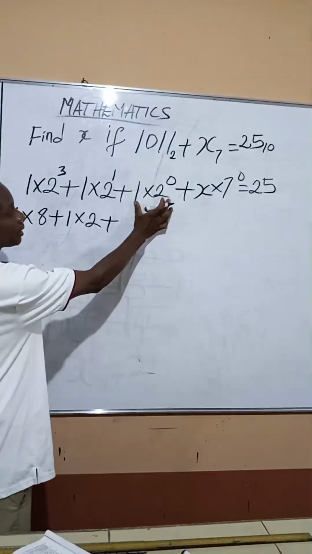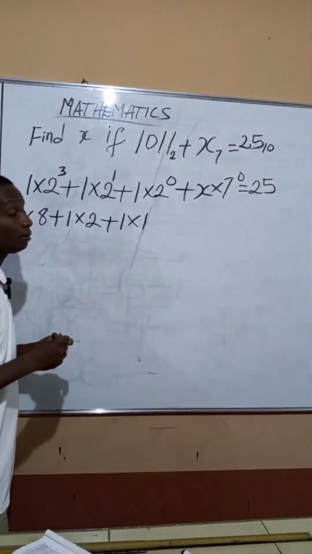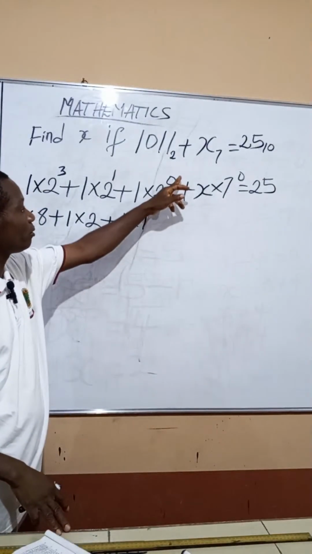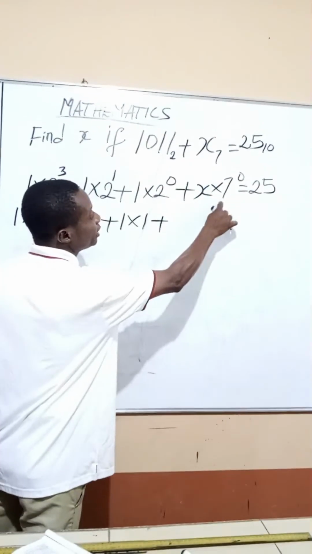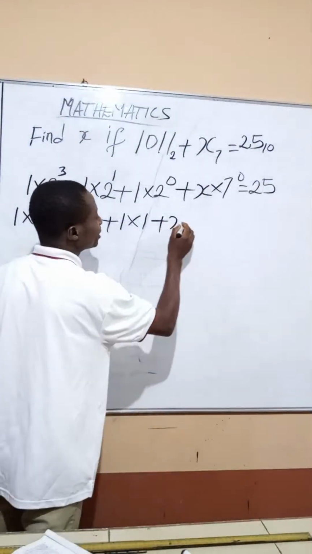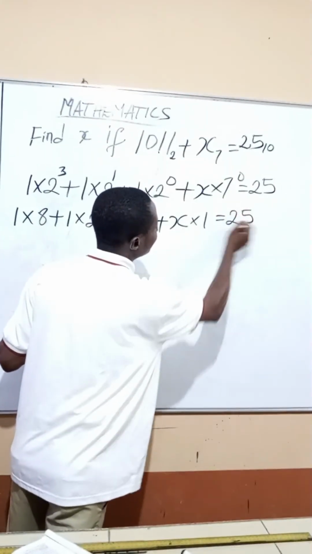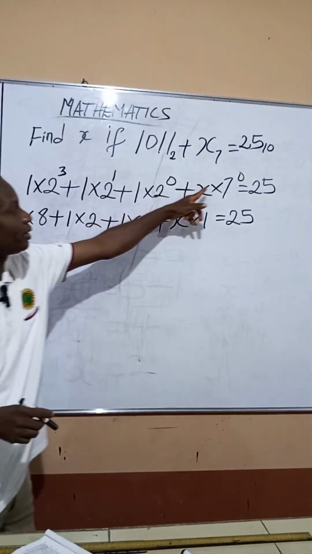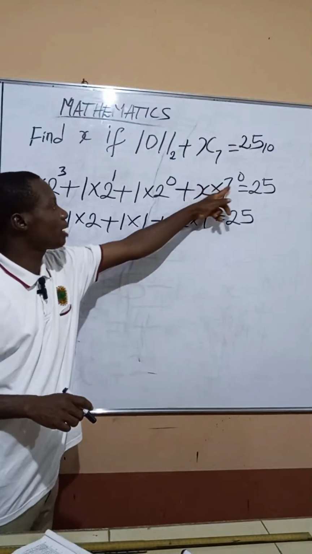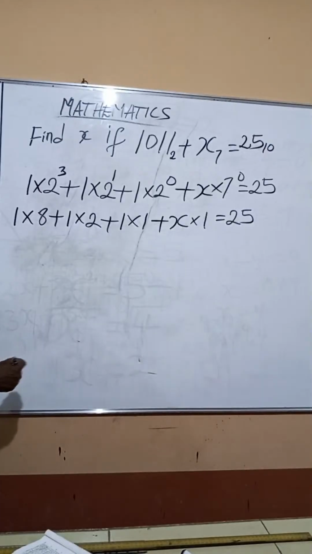Then this other one is 1 times 1. Remember I told us that whatever we raise to the power of 0 will give us 1, no matter what it is. Then this 7 raised to the power of 0 is 1. That's x times 1 equals 25. Remember, where you have zeros, if 0 is the power, it will always change to 1. Remember this, these are basic things in binary numbers or binary expansion.